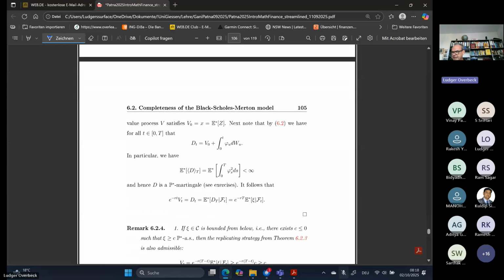Okay, then we have the technicality that we need the martingale property and so on. That is actually a martingale. First, it's a local martingale because the quadratic variation is finite. From this follows the martingale property, since it has bounded quadratic variation.